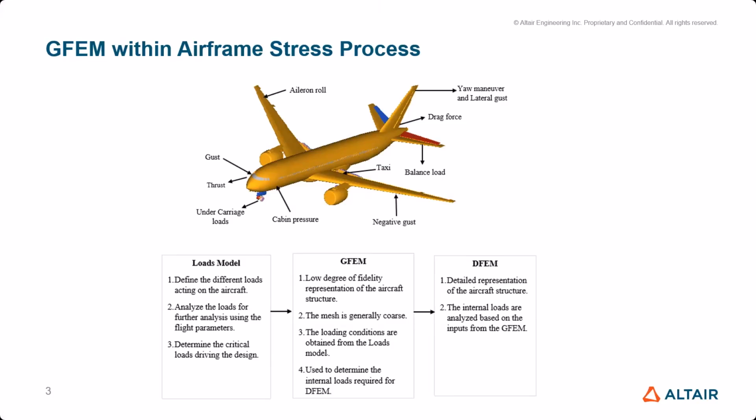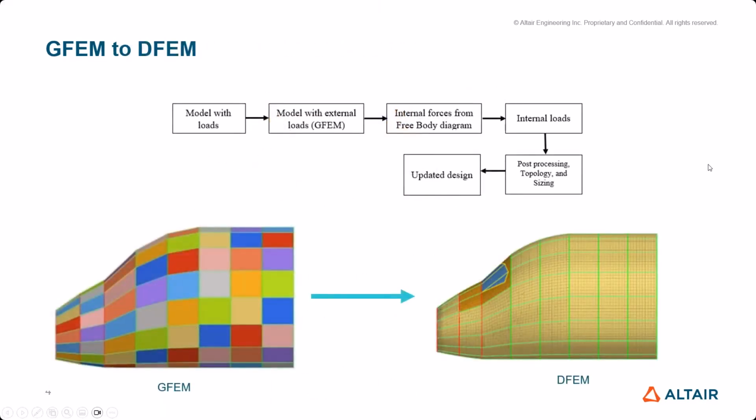Okay. And then continuing forward, so kind of how this transition works a little bit. Like I mentioned, we would generate that loads model, apply it to our GFEM, and then you would use free body diagrams to generate your internal forces that you can then apply onto your DFEM or your internal loads model. Okay. And so we are going to be demoing the free body diagram workflow within HyperMesh actually in our next session in 2 weeks. So, if you guys want a nice segue into how to generate those internal loads from the free body diagrams, stay tuned for our demo in exactly 2 weeks from today.